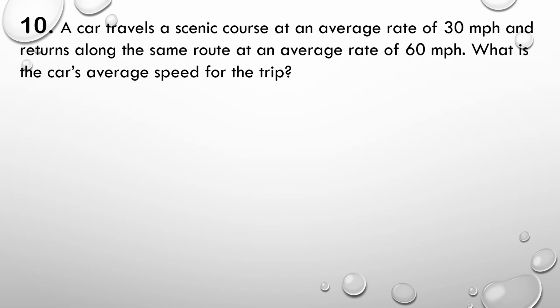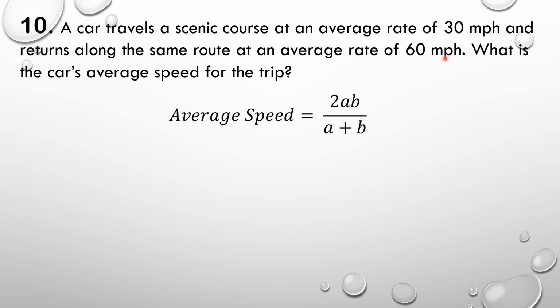Number 10, a car travels a scenic course at an average rate of 30 miles per hour and returns along the same route at an average rate of 60 miles per hour. What is the car's average speed for the trip? The formula for average speed is 2ab over a plus b, and this is applicable when one travels at speed a for half the distance and speed b for the other half of the distance. In this case, the average speed is the harmonic mean of the two speeds.